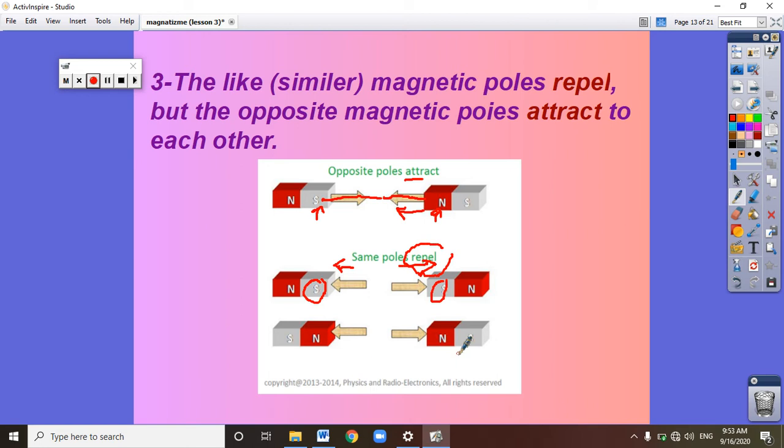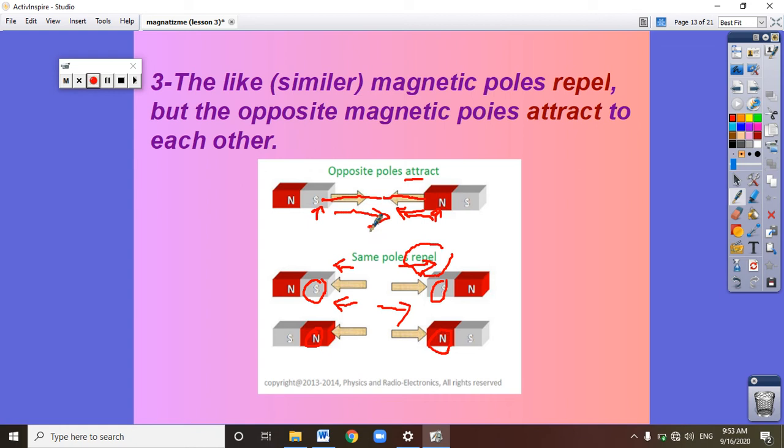And here, if I have two magnets, one with a north pole here, and I put the north pole of another magnet beside it, what will happen? They will repel each other. So like poles repel, but different poles attract. Repel meaning go in different directions, but attract meaning pull toward each other.